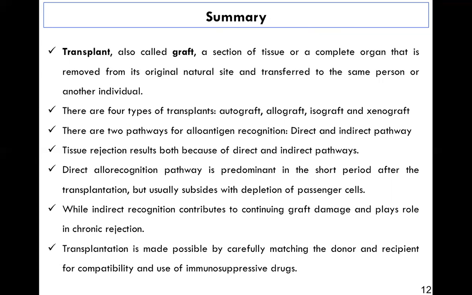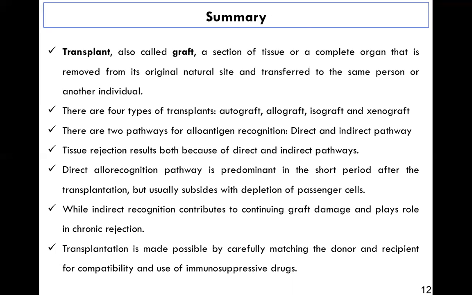And there are 2 pathways for alloantigen recognition. One is the direct, another is the indirect pathway. Tissue rejection results from both the direct and indirect pathways. The direct recognition pathway is predominant in the short period after transplantation, and it gives a quicker response. It means acute and hyperacute responses are because of direct allo-recognition, but it usually subsides with the depletion of passenger cells.